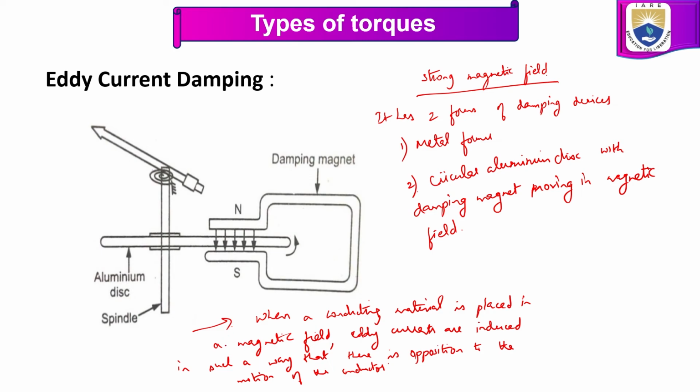Let us see these two types of damping devices. First one is metal former and then the next one is circular aluminum disc with damping magnets provided. You can see here, this is the damping magnet. This is the second type of device. Circular aluminum disc is there and we have damping magnets which are moving in magnetic field.